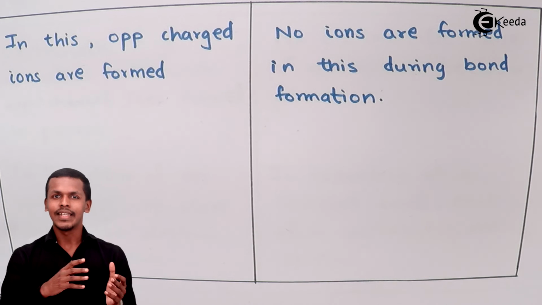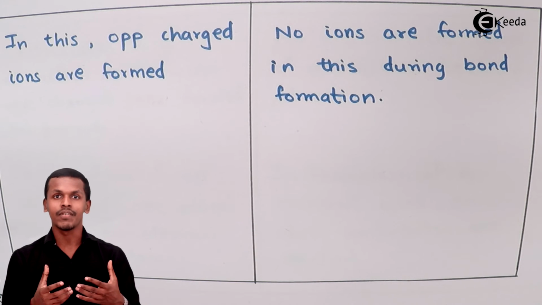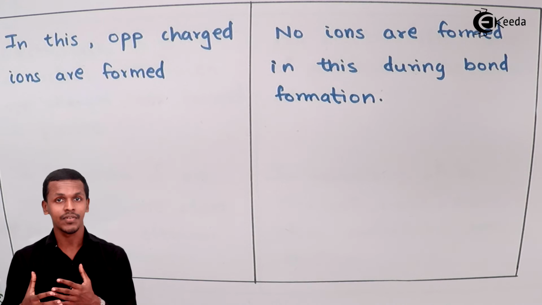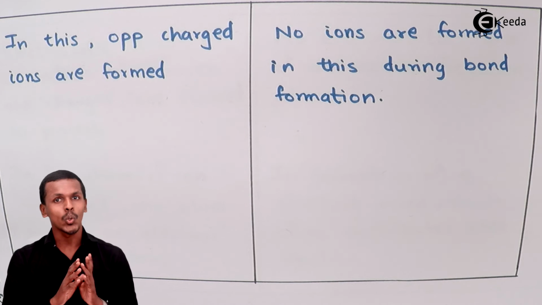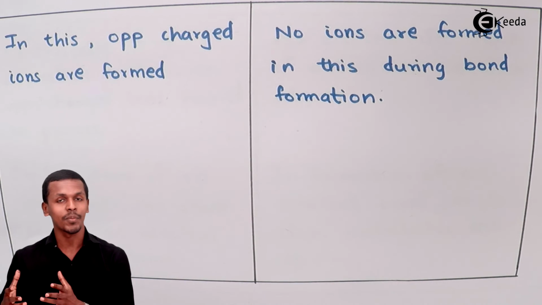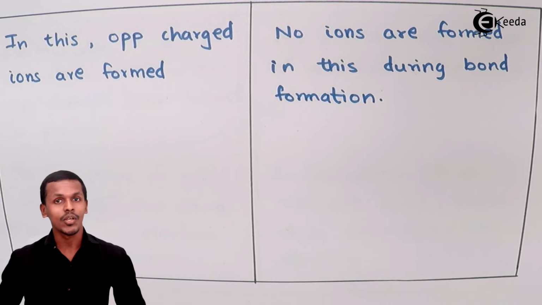That is the reason we can't see the carbon to be positive or negative, or the hydrogen to be positive or turning into a negative ion. So the neutrality is maintained, and that is the reason no ions are formed during the formation of a covalent bond. That is what we observe.